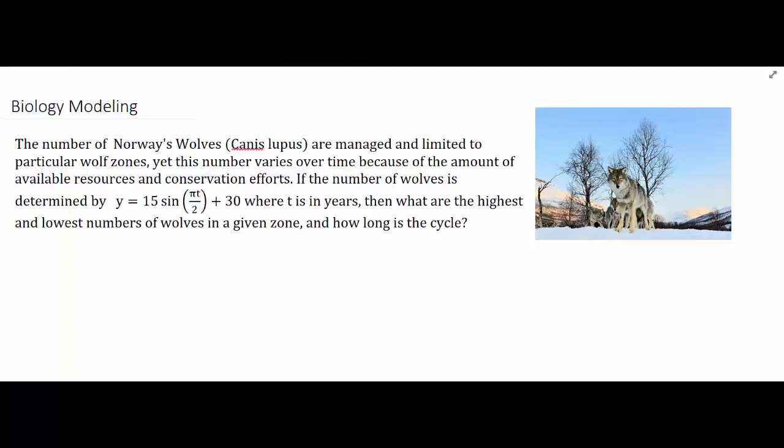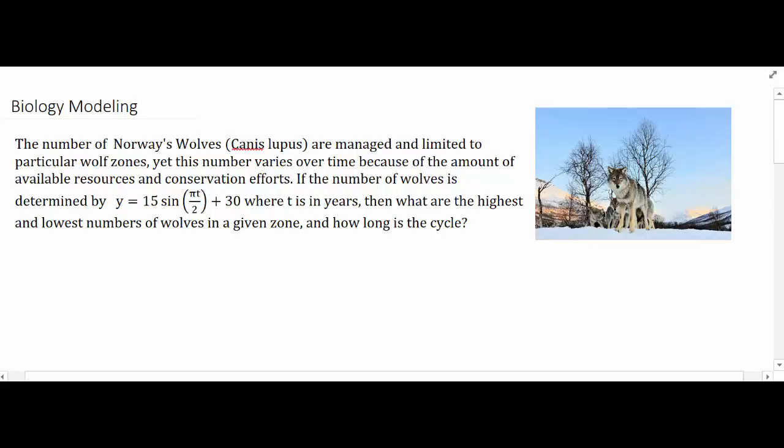One of the uses of trig functions is to model real-life data, as it often mimics the sort of natural rhythmic flow of sinusoidal graphs. In this problem, the number of Norway's wolves, also known as Canis lupus, are managed and limited to particular wolf zones. Yet this number can vary over time because of the amount of available resources and conservation efforts. If the number of wolves were determined by the function y equals 15 sine of pi t over 2 plus 30, where t is in years, then what are the highest and lowest number of wolves in any given zone, and how long is this cycle?